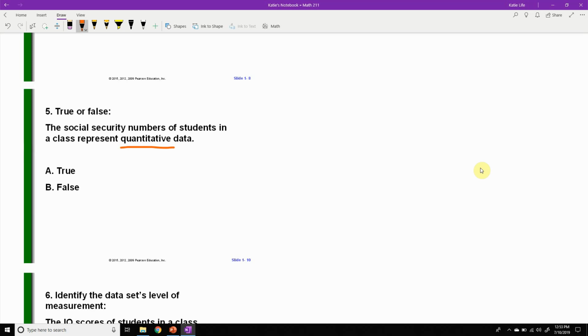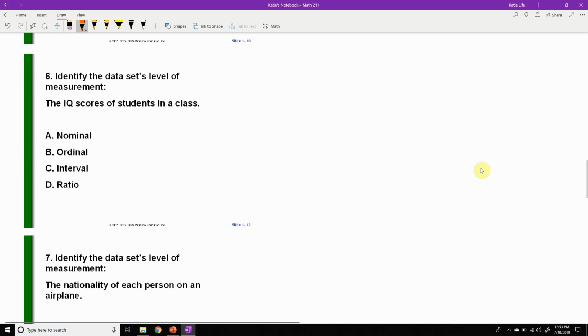It's the same thing as if I were to take everybody's social security number and add them all together and divide by the number of people in the class. That doesn't really mean anything. A social security number is itself a label. So in this case, this is actually qualitative data. So we're going to say false for number 5.